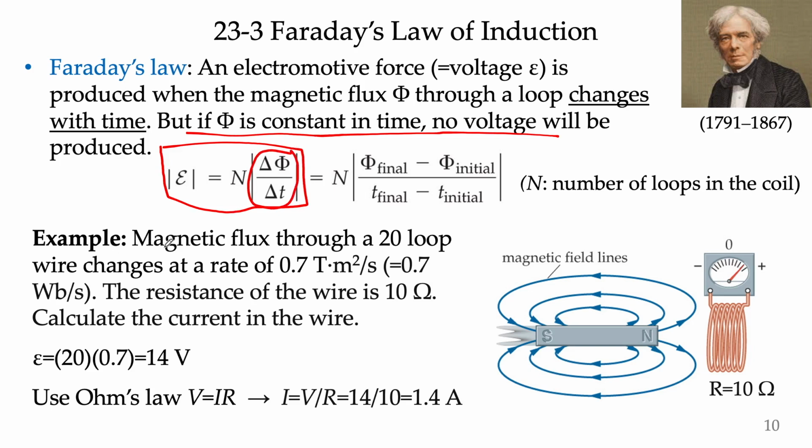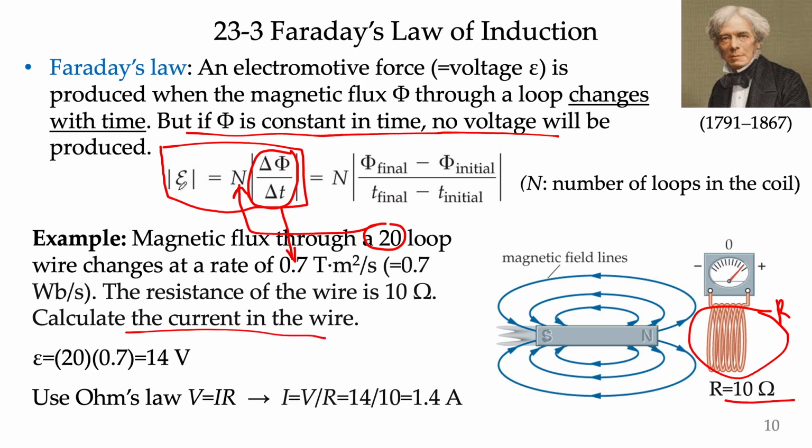Okay, let's look at this example. Magnetic flux through a 20 loop wire, so that 20 will be the N value, right? It's going to be this N. So it changes at a rate of 0.7 Tesla meter squared per second. So this change, the whole thing is already given here. It's going to be 0.7, okay? And the resistance of the wire, which wire? This wire. The resistance of this wire is given to be 10 ohms. Calculate the current in the wire.